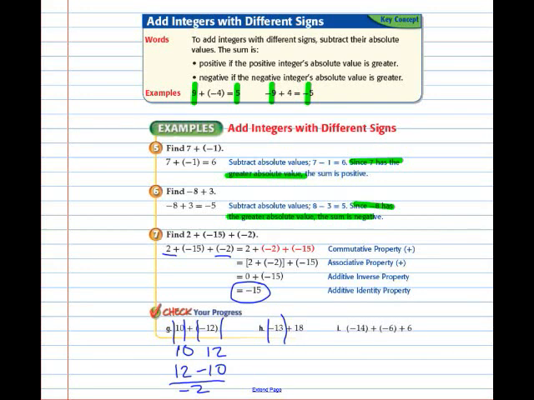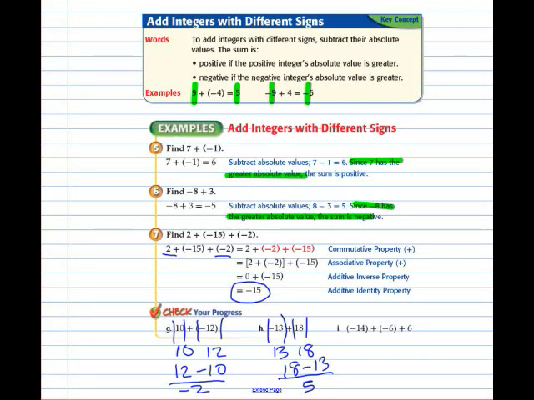The absolute value of negative 13 is 13. The absolute value of 18 is 18. 18 minus 13 is 5. In this case, the sum is positive because 18 has the greater absolute value.